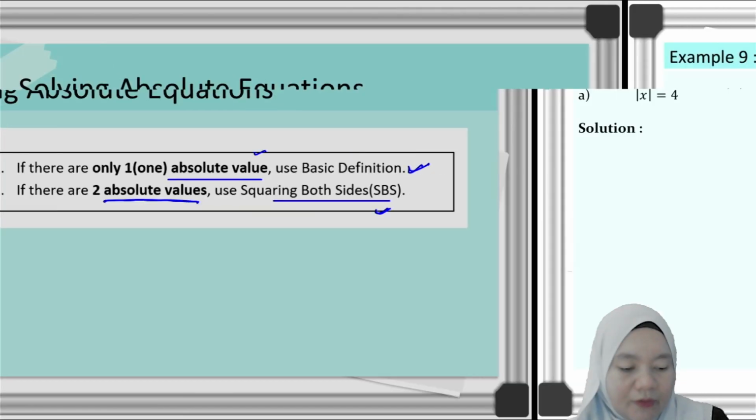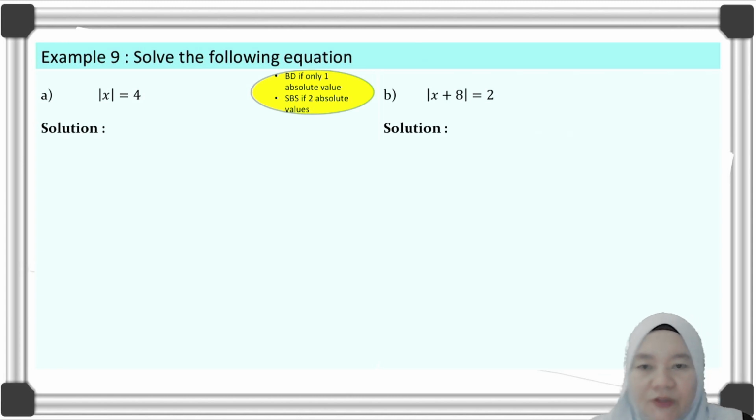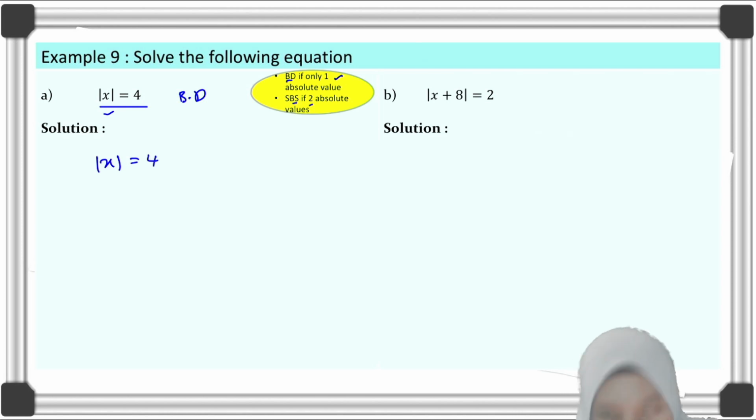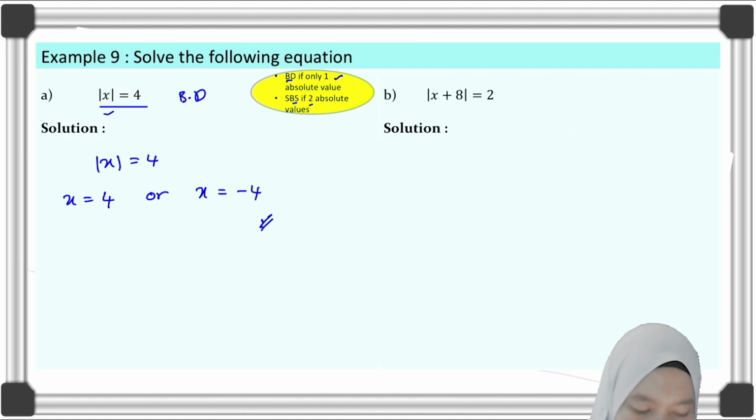So how do we solve it? Let's look at example 9. Here is the tip again: we use the basic definition if there is one absolute value, and we use squaring both sides if there are two absolute values. Now example 9a. Looking here, there is only one absolute value: the absolute value of x equals 4. So here I will use the basic definition. The absolute value of x is equal to 4, meaning that x may be 4 or x may be negative 4. That's it, that is our answer.